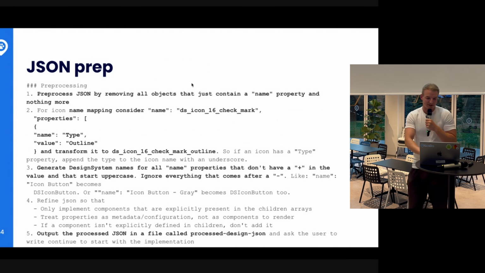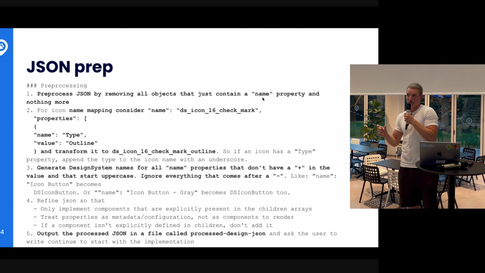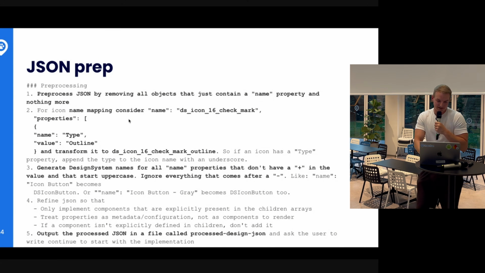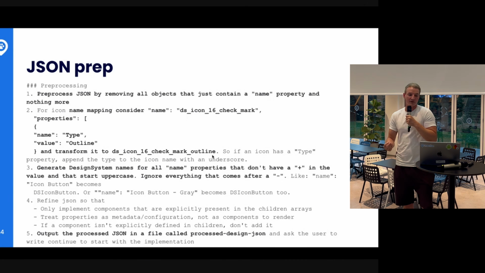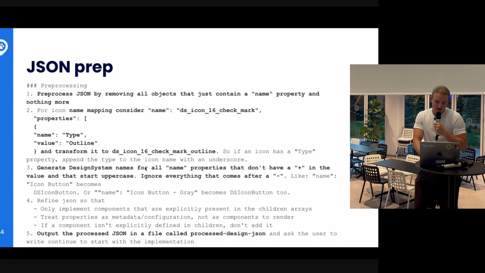For example, I realized that empty name properties, or objects that just contain a name property and nothing else, would lead to weird results on the AI front. Like, for example, with the toggle before, this was a case like that. Or we have icons, ds icon 16 checkmark with different type outline, and it should map to ds icon 16 checkmark underscore outline. And the AI wouldn't grasp on that without this guidance, and it wouldn't know which variant of that icon to pick, basically.